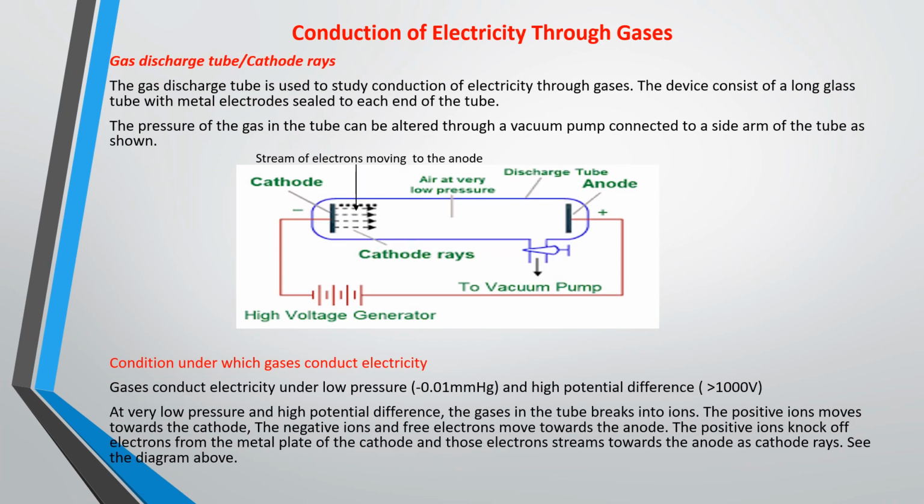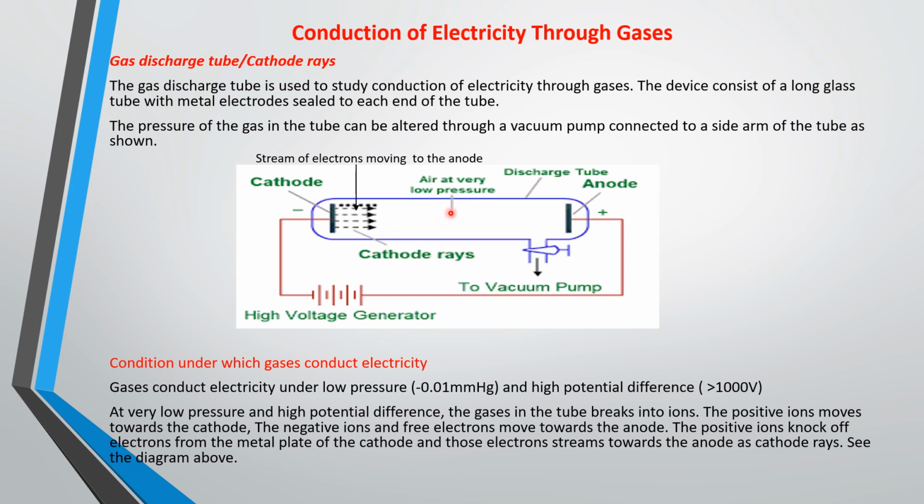So as I said, we are looking at conduction through gases, and then conduction of electricity through gases. We'll be looking at the electric discharge tube, the gas discharge tube. Normally gases don't conduct electricity except when they are within the gas discharge tube or cathode ray. So the gas discharge tube, this is a picture. What you are seeing on the screen is a picture of the gas discharge tube, and the gas discharge tube is actually used to study conduction of electricity through gases.